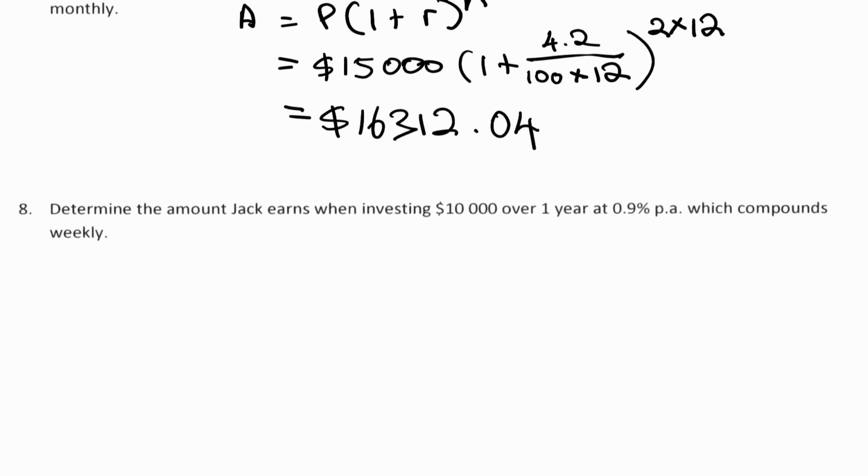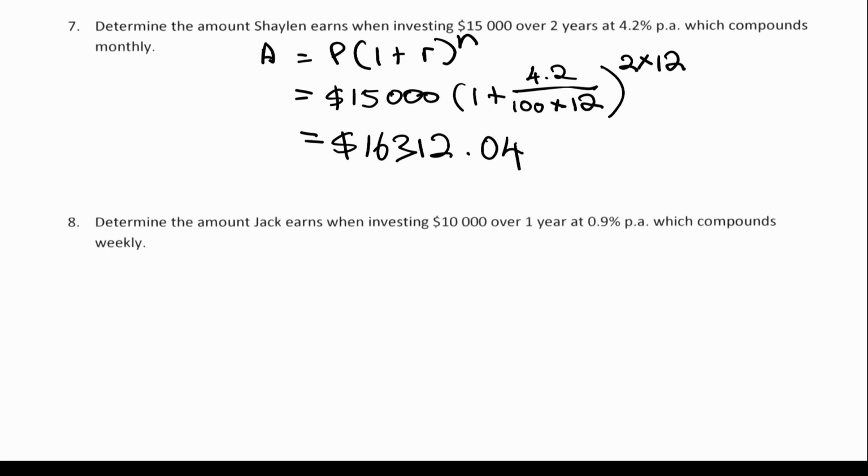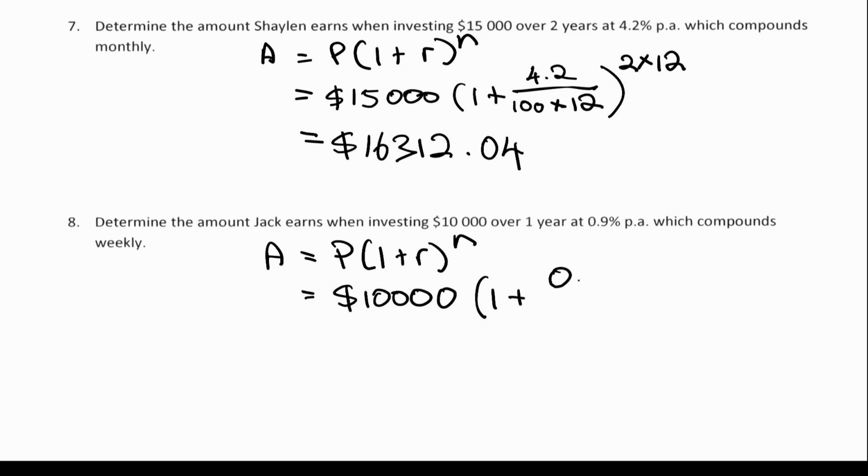Okay, determine the amount Jack earns when investing $10,000 over 1 year at 0.9% compounding weekly. Okay, so once again, it's a compounding question, so we use the compound interest formula. The principal, we can plug that straight in, that is $10,000. The rate is 0.9 over 100. The number of years is 1 year. But we need to watch out here. It says that it is compounding weekly.